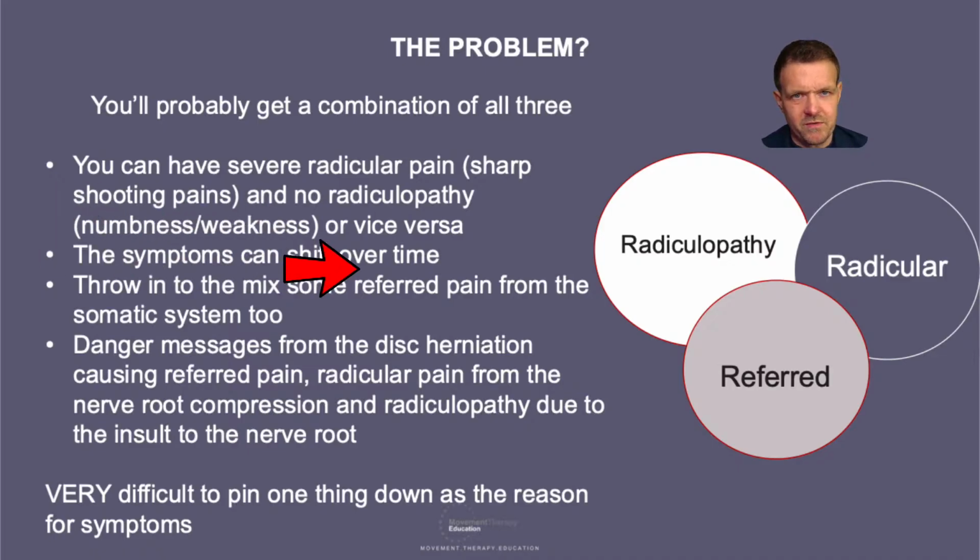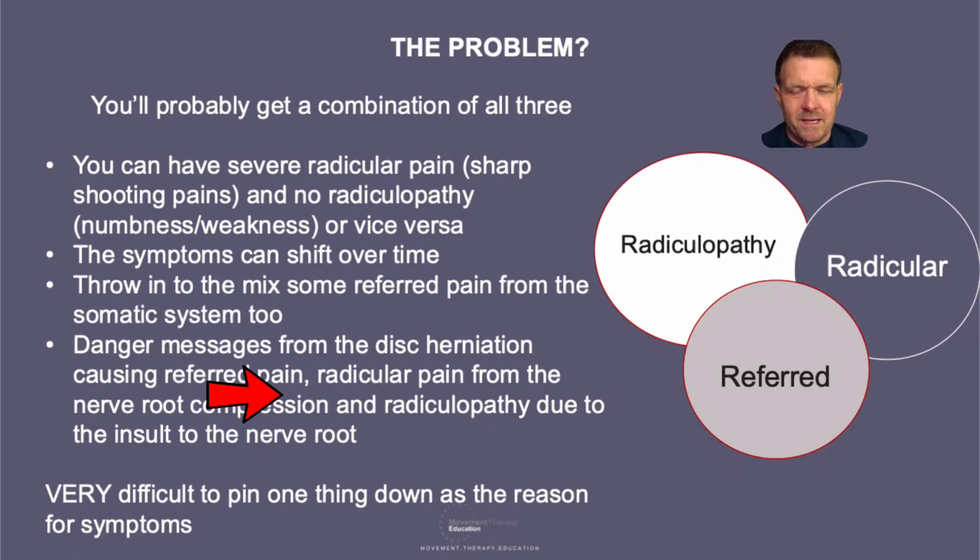The symptoms can shift. So week to week, month to month, they can change around. And then if you throw into the mix as well some referred pain from the muscles as well. So if you've got radicular symptoms, that can often change the way you move. So you get an altered gait pattern, which then can overload certain tissues, certain structures, which then will cause a referred pain. So then you get this diffuse dull ache with a shooting pain. Just horrendous. Okay, so it can be a bit of a mixture.